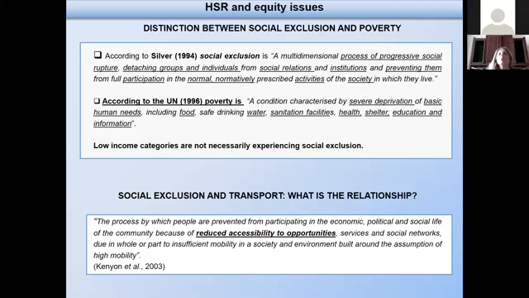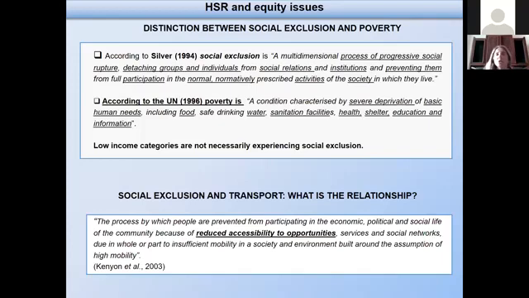I wanted to give you a definition of social exclusion and poverty in order to clarify everything. According to Silver, social exclusion is a multidimensional process of progressive social rupture which detaches groups and individuals from social relations and institutions and prevents them from full participation in normatively prescribed activities of the society in which they live. This definition is completely different from the concept of poverty.